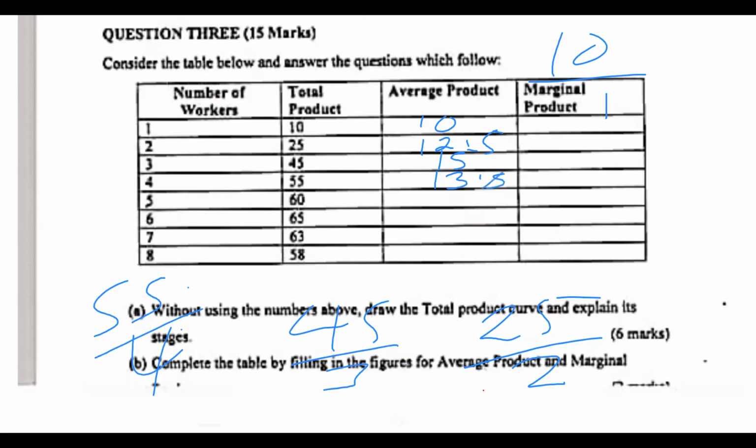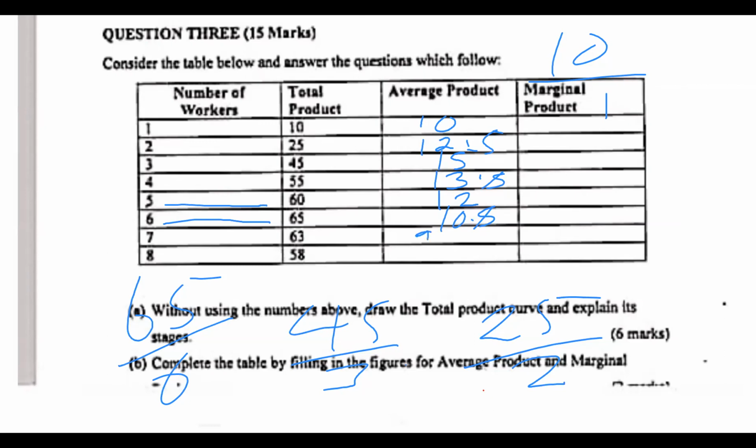So 13.75, let's say 13.8. Then 60 divided by 5, that is 12, right? And 65 divided by 6 is how much? We get 10.83. It goes on, 10.8333, so we pick just one decimal place. So we say 10.8. The next one is 63 divided by 7, and it should be 9, right?